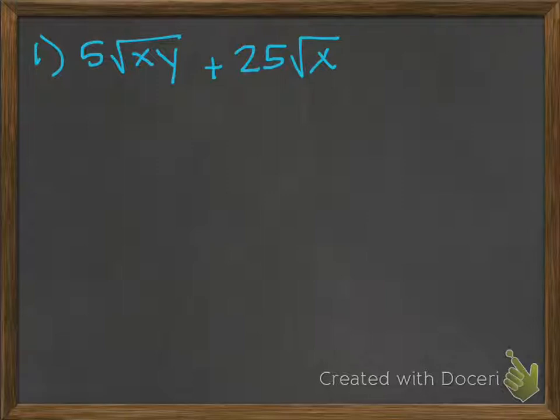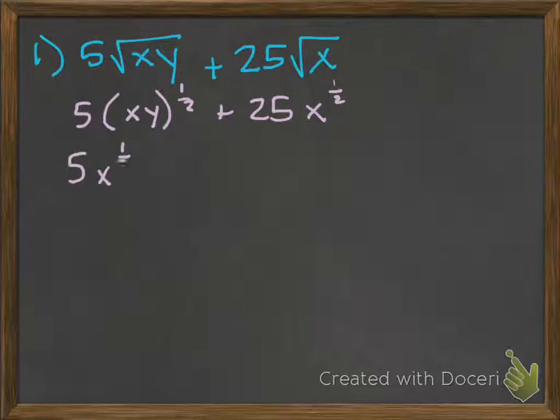I want you to look at your multiple choice that is listed for you and notice that most of them are in exponential form. So the first thing we need to do is get these radical forms out and get this into exponential form. So this means this is xy raised to the 1/2 power plus 25 x to the 1/2 power. And using our exponential rules, notice x and y are both underneath the radical, so I could rewrite this as x to the 1/2, y to the 1/2. They both get that exponent.